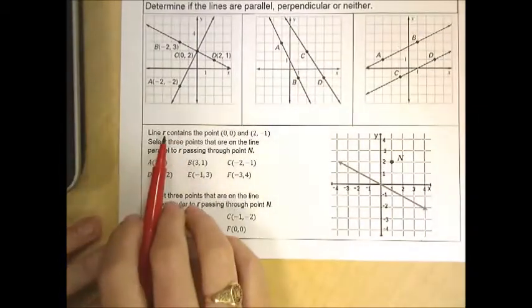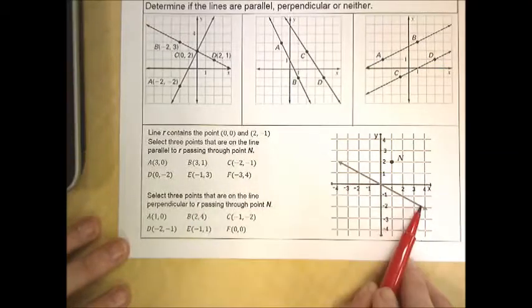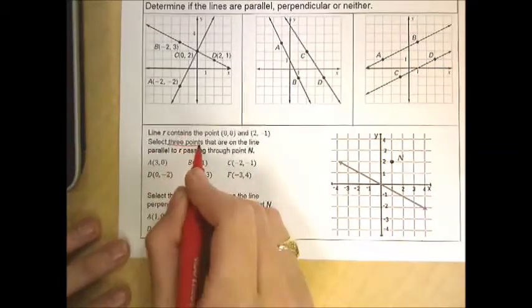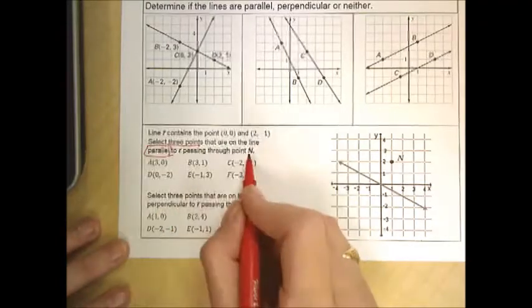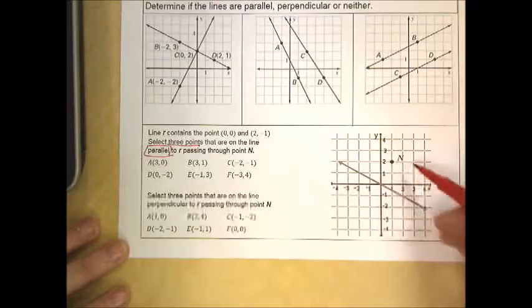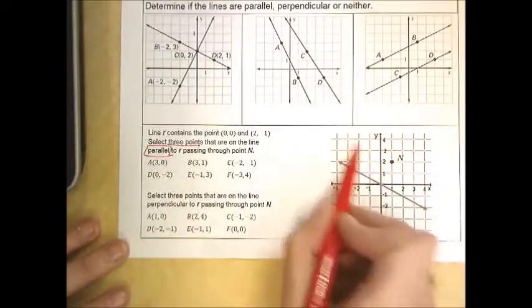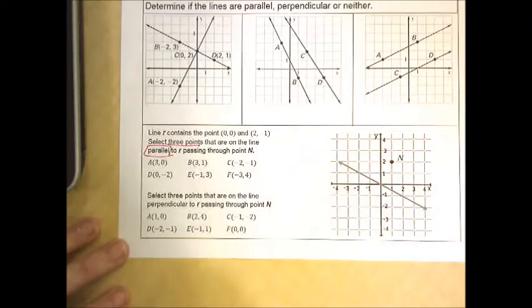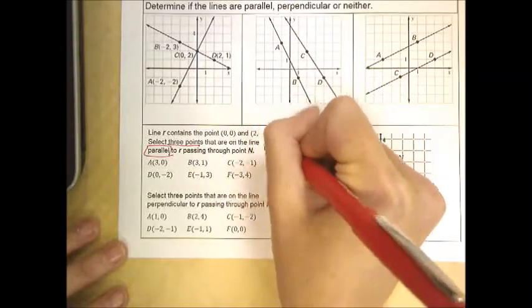So line R contains the points 0, 0, and 2, -1. So that's this line right here. Select 3 points on the line that are parallel to line R and pass through point N. So I have point N right here, and I want to find 3 of these points that create a parallel line. So if I first find the slope of this line, I'm going to find the rise over the run.